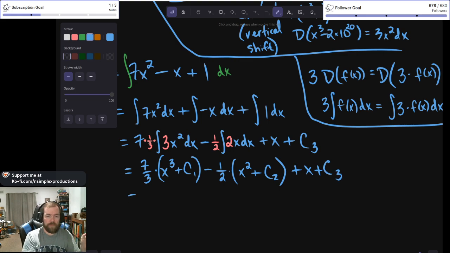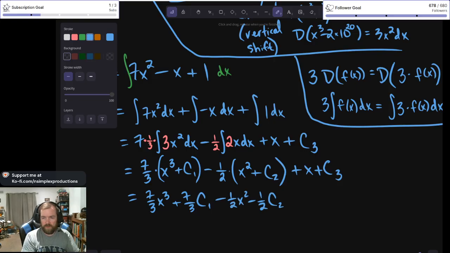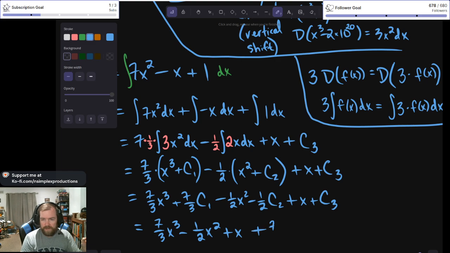Now, if we're being super strict about this, it is going to be 7/3 x cubed plus 7/3 c1 minus 1/2 x squared minus 1/2 c2 plus x plus c3. Let's move all this around. So 7/3 x cubed minus 1/2 x squared plus x plus 7/3 c1 minus 1/2 c2 plus c3.